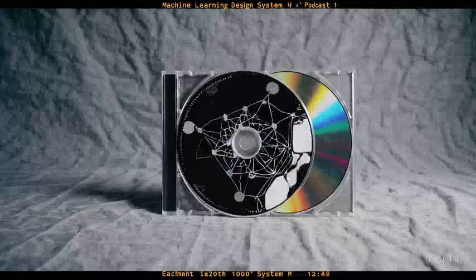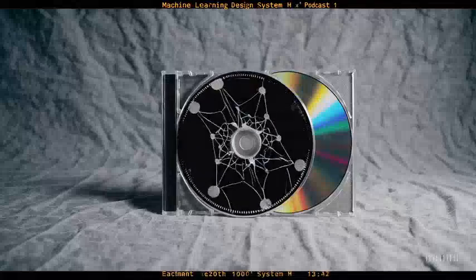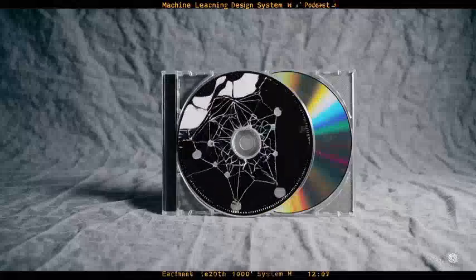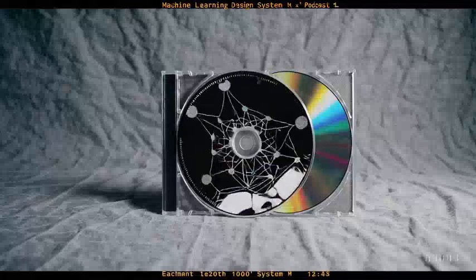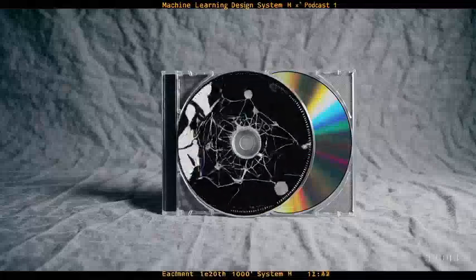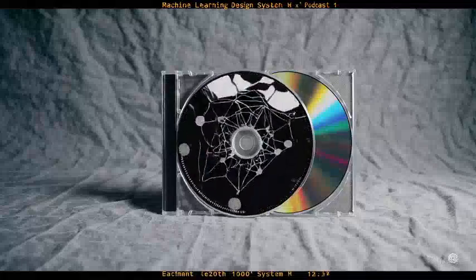So, NOAA weather data. That's like historical weather information? Exactly. Going back, like, decades.